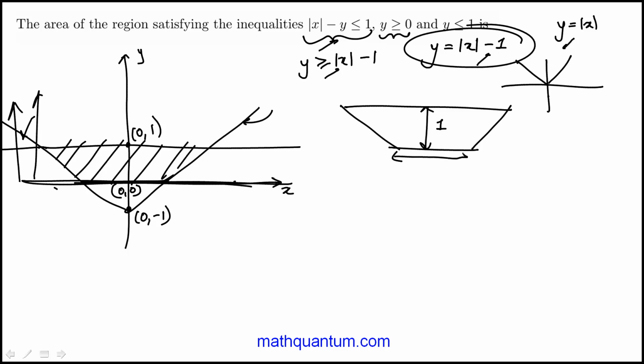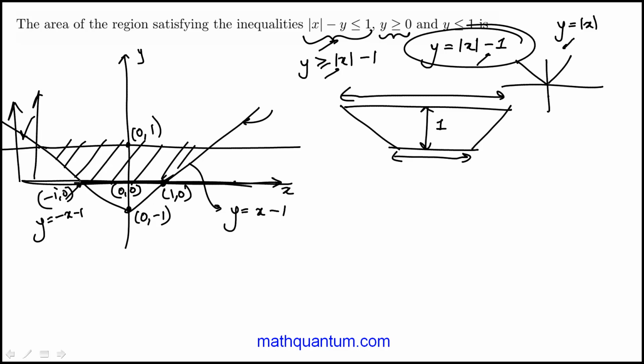And then I just need to figure out the two bases here. That point of intersection, so this line is y equal to x minus 1. So here, that's the x-intercept, which is 1, 0. Same thing here. This straight line is y equal to minus x minus 1. So this is minus 1, 0, which means that this length is 2 units.